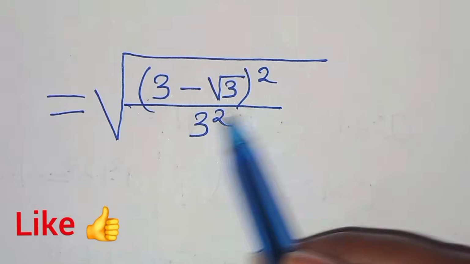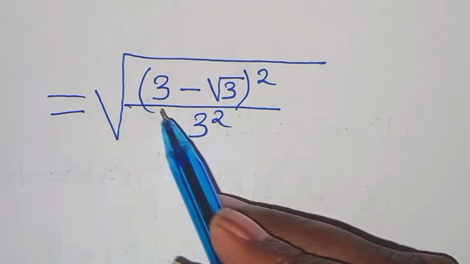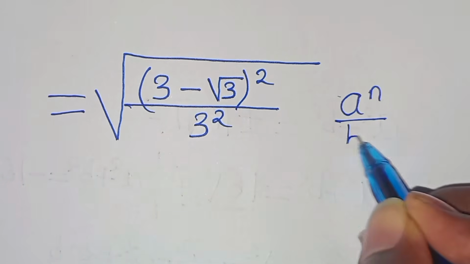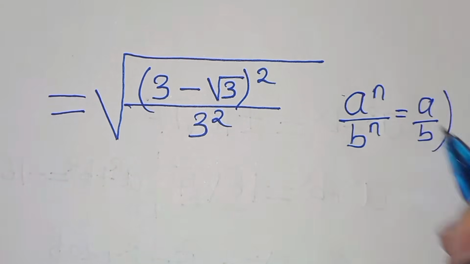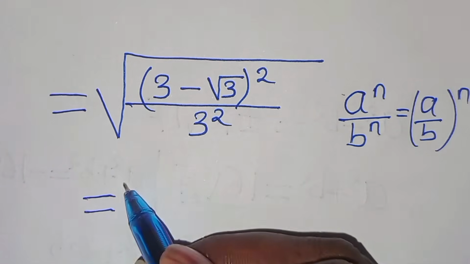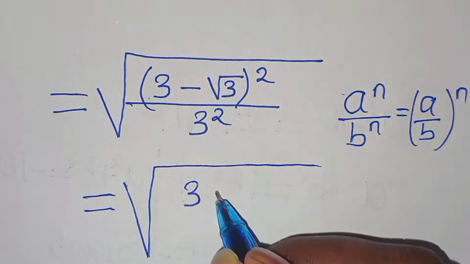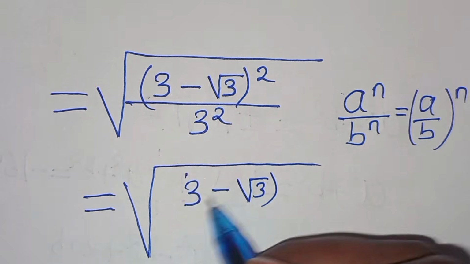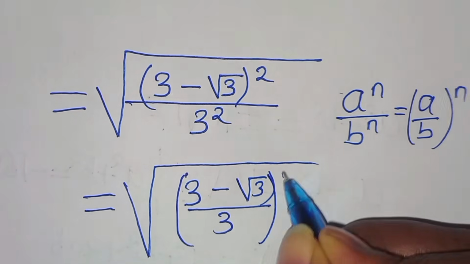Now here we have the square root of 3 minus square root of 3 to the power of 2 over 3 squared. Now, this is in the form of a to the power of n divided by b to the power of n, and this can be expressed as a over b to the power of n. So this means here we have the square root of 3 minus square root of 3 divided by 3, everything here raised to the power of 2.